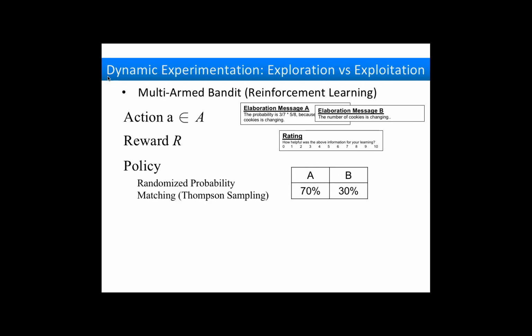If the probability is 30% for B, then it means that based on the sample so far, there's a 30% chance that B is the highest rated. So this naturally does exploration and exploitation. As you get more evidence something's effective, you give it to more students.